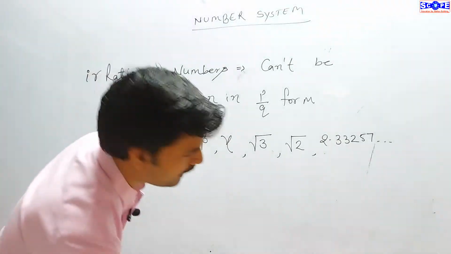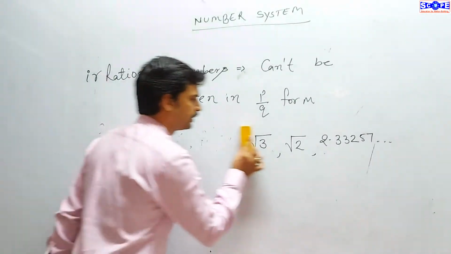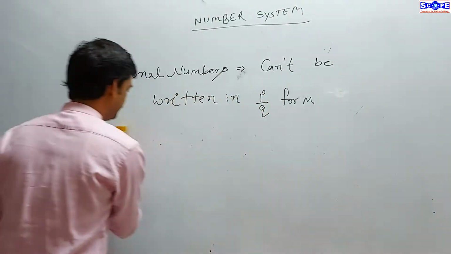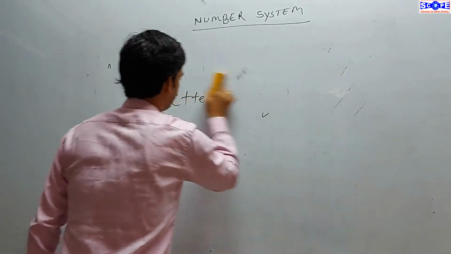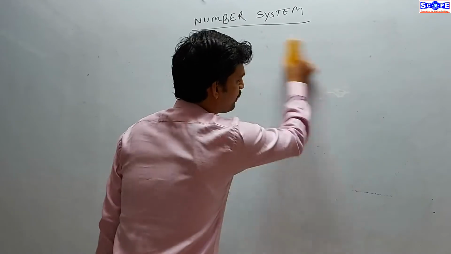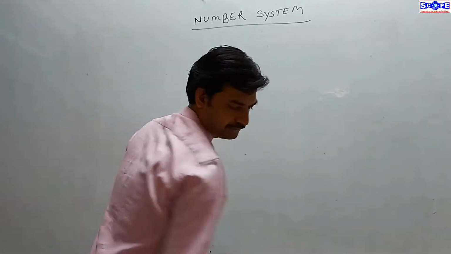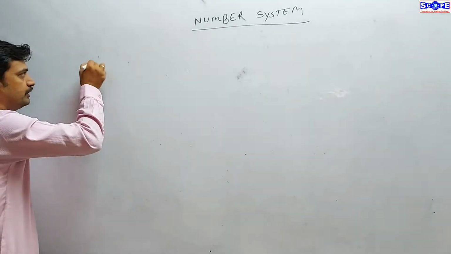Clear? This is what irrational numbers are. You need not deal with all this. You need to deal with rational numbers mostly. Now, you must be knowing about even and odd numbers. If not, then I'll tell you. Even numbers are what?